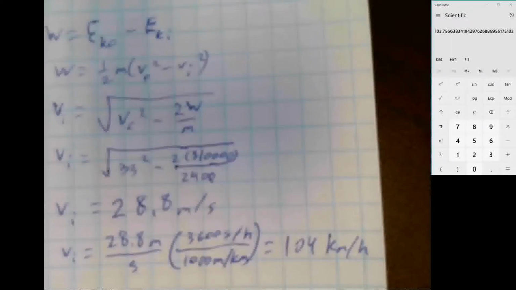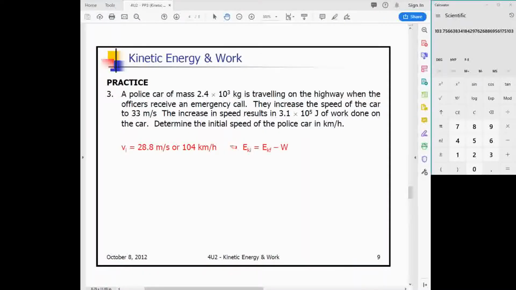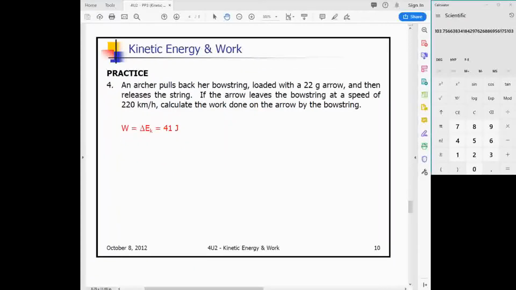Let me go back over here and switch to another question we have here. We have an archer who pulls back a bowstring. It's loaded with an arrow that is 22 grams. They release the string, and the arrow leaves with a speed of 220 kilometers per hour. So let's start this off, we need to find our work.